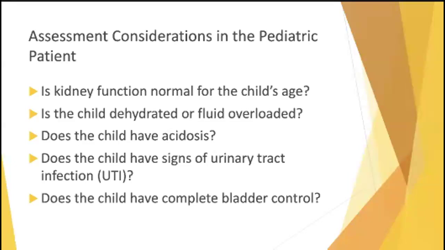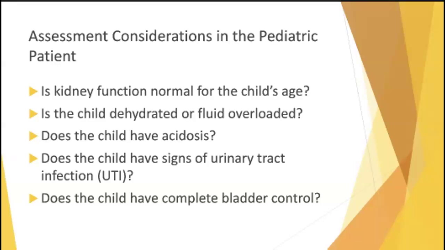So, kidney function. Determine if kidney function is normal for the child's age. Normal urine output is 1 to 2 milliliters per kilogram per hour. Decreased output may indicate impaired kidney function. Hydration status: assess for dehydration or fluid overload. Skin turgor should snap back immediately. Poor turgor could be due to dehydration. Pitting edema could be fluid overload.